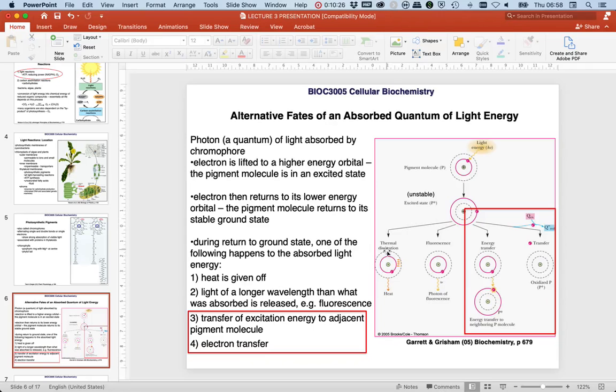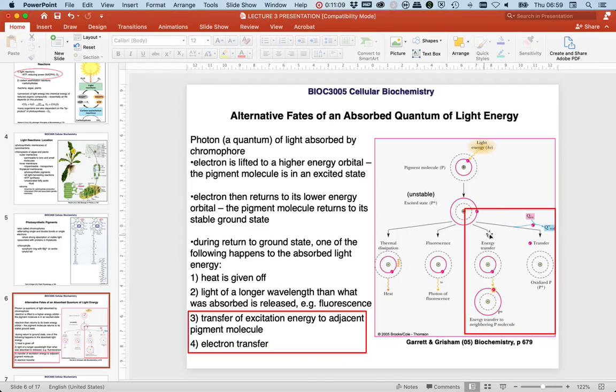Now, there are 4 different ways that the pigment molecule can return to the ground state. In one scenario, the far left-hand side, is through the dissipation of heat. Through the electron moving from the higher orbital to a lower orbital, the movement of the atoms in the pigment molecule gives off the energy as heat. The energy may also be given off as fluorescence. So when a pigment molecule gives off light energy at a longer wavelength than what it absorbed, that's fluorescence. The light that we see is fluorescence.